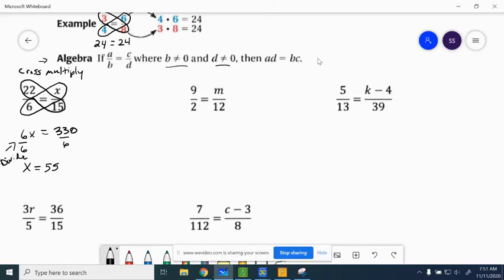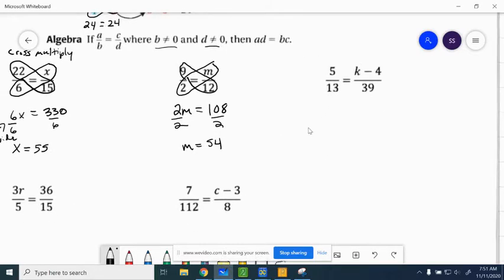Let's do another one. Cross multiply, 2 times m is 2m, and 9 times 12 is 108. Divide by 2, and we're left with m equal to 54. Those are pretty basic. Let's look at a little bit more complicated ones, but it's still the same thing.